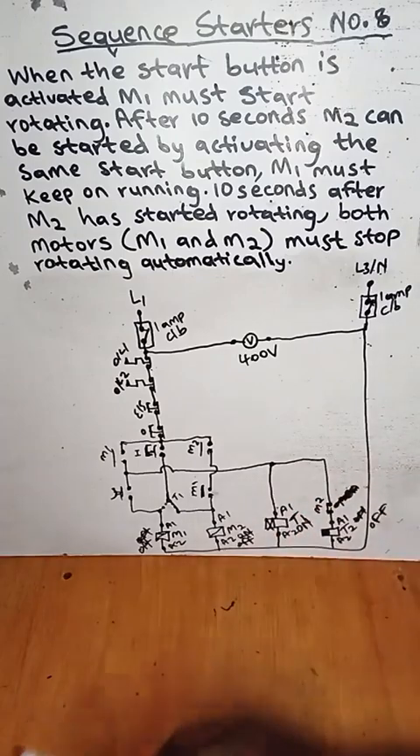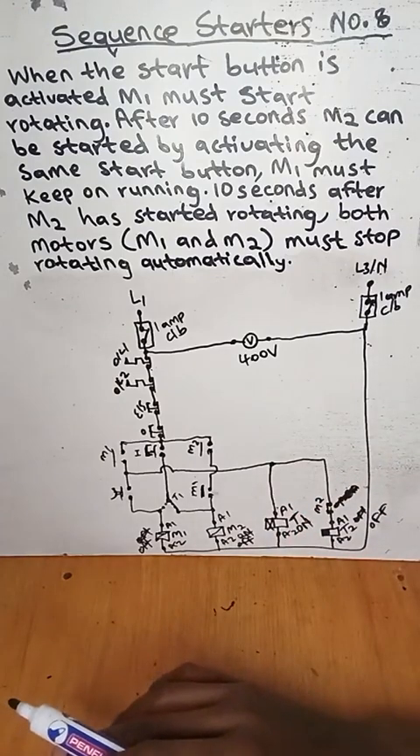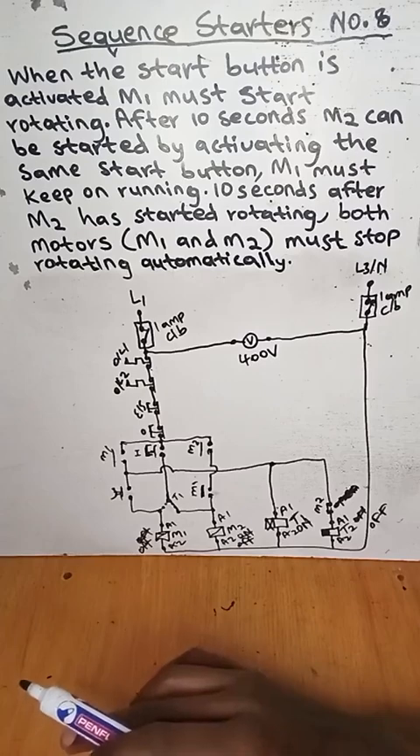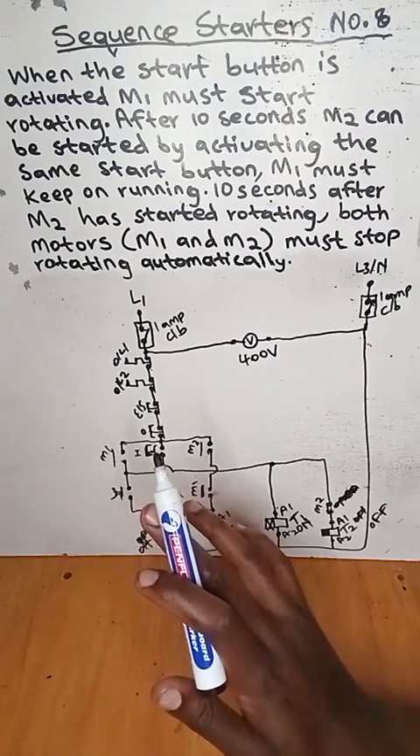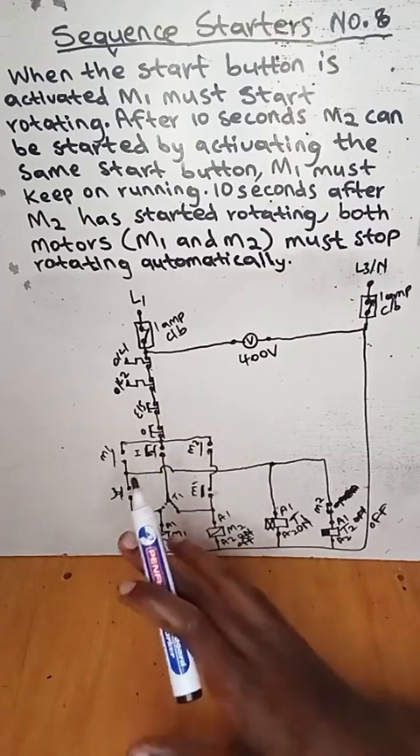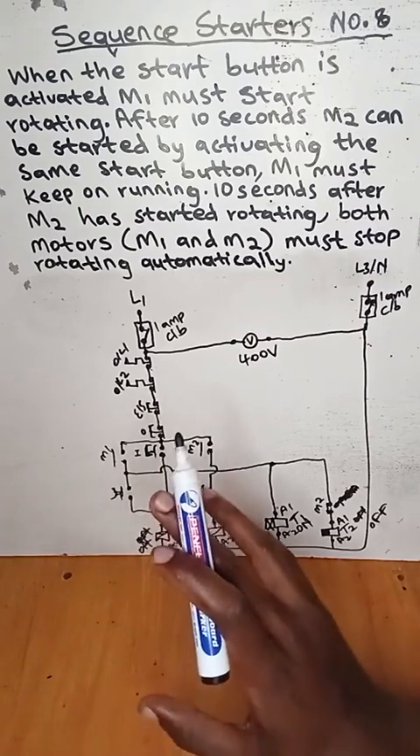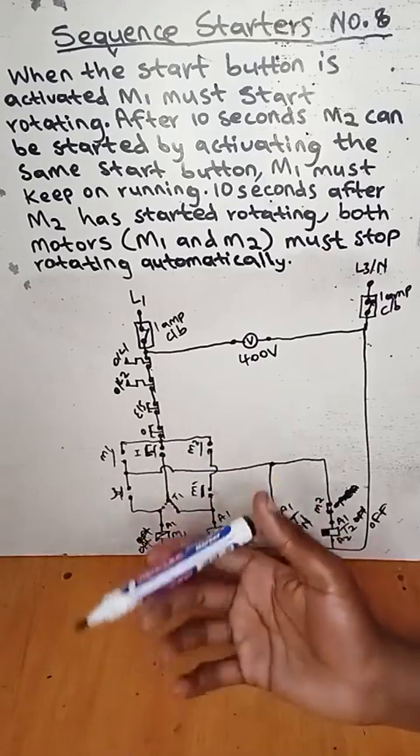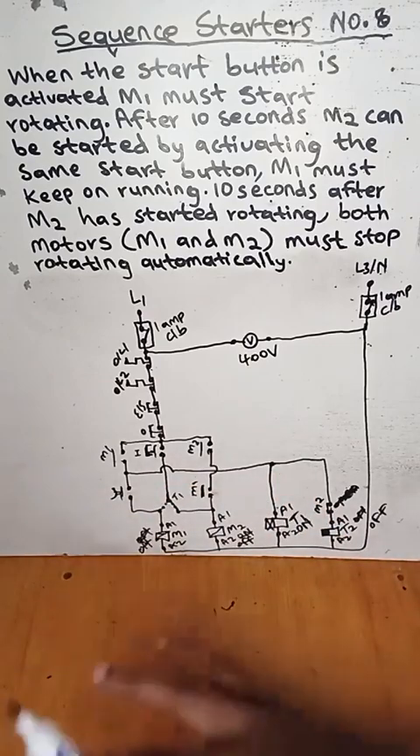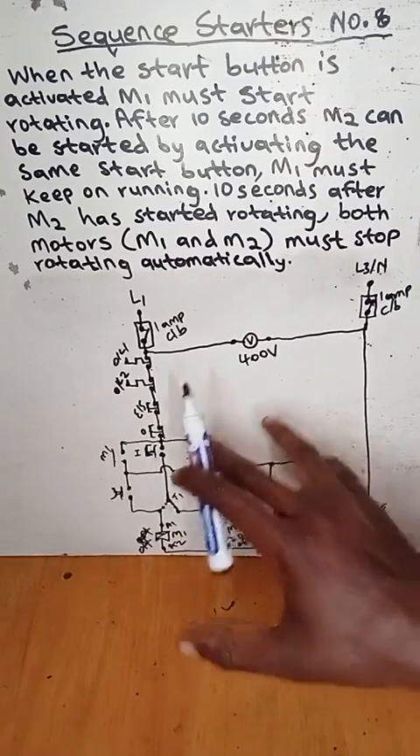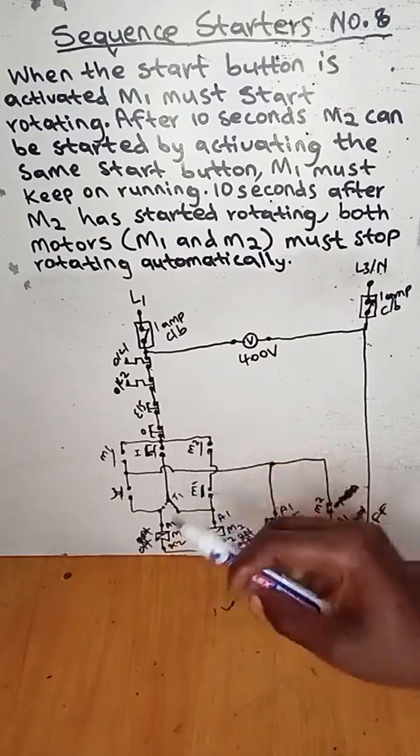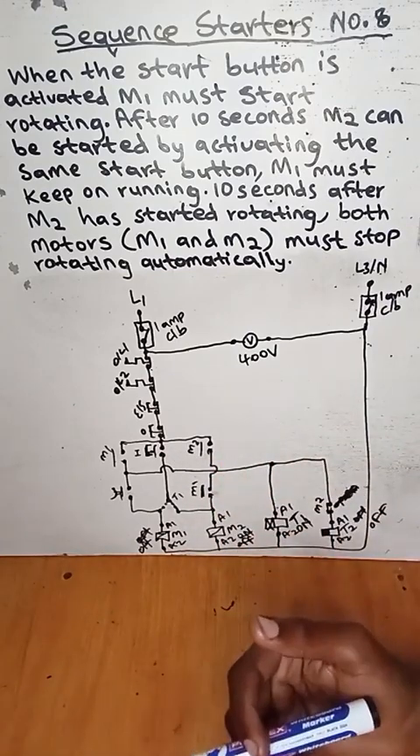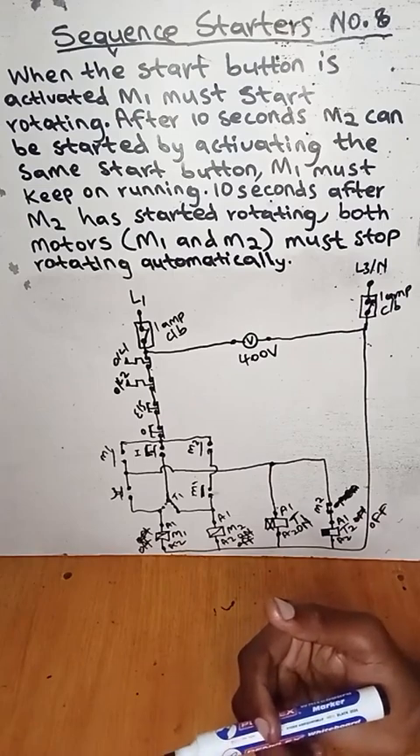So that is it about sequence starters from statement number 8. So you must be very careful about statement number 8, because in this lesson we have experienced something new that we didn't do in the past sequence starters, right? So this is the last operation of sequence starters by using the same start button to operate the two motors.